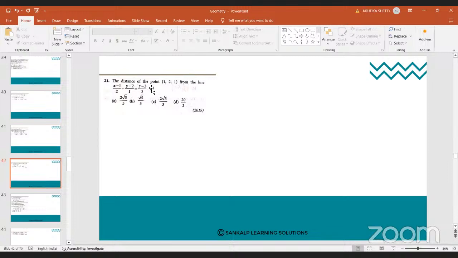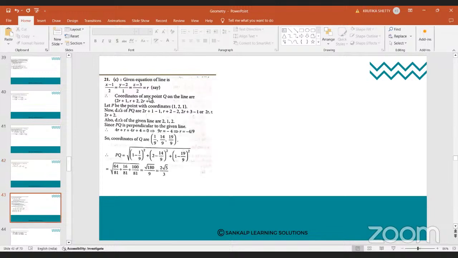Next, the distance of the point (1, 1, 1) from the line (x minus 1) upon 2 equal to (y minus 2) upon 1 equal to (z minus 3) upon 2. So we have to calculate the distance between the point and this line. First we have to calculate the coordinates of a point Q on the line, which are 2r plus 1, r plus 2, 2r plus 3.